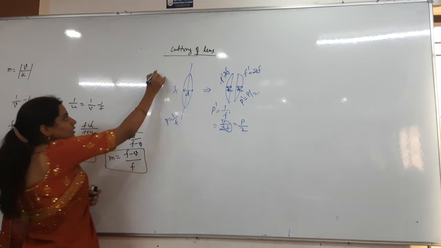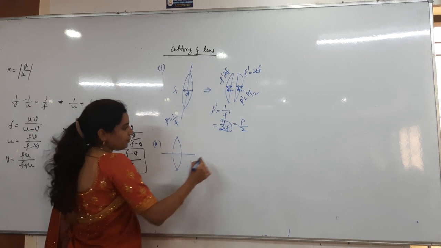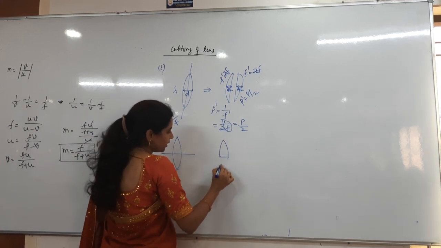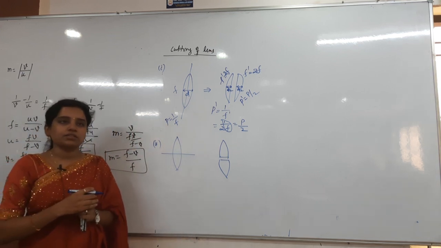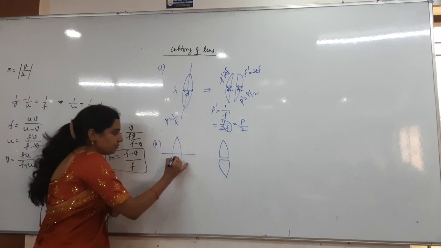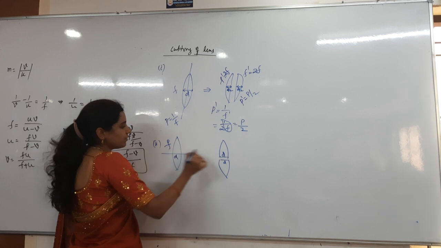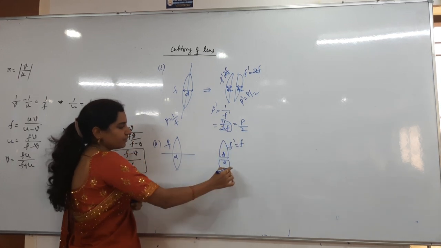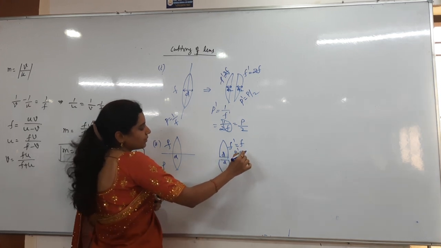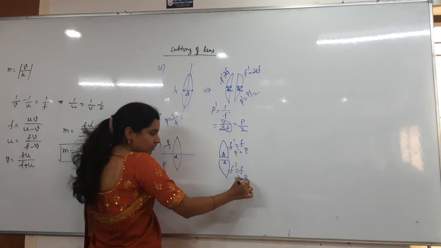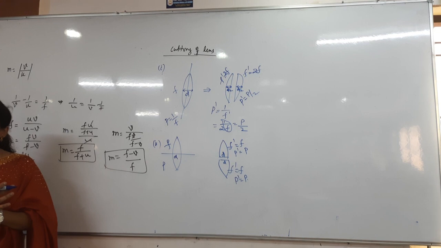Whenever we are cutting along the principal axis, then what happens? Along the principal axis like this, the lens will become two parts like this. Then tell me, is the width changing or not changing? Not changing, right? So this is D, and this is also D only. Then what happens here? Focal length is F, so here also focal length is how much? F. And this is also F only. This is power P, so this P dash is equal to how much? P only. P dash is also P only.